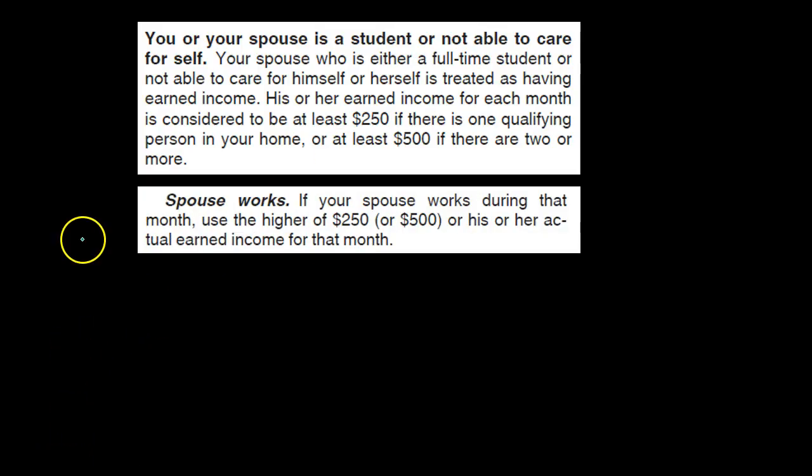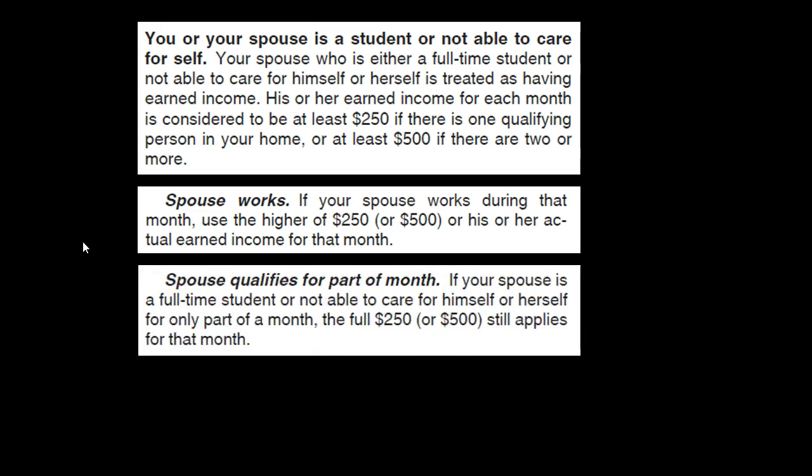Back to the text. Spouse works. If your spouse works during that month, use the higher of $250 or $500 or his or her actual earned income for that month. So if we have a situation with a full-time student and work was happening, the question is, which is higher? The amount that you would get as a full-time student, which is this $250 or $500, or the amount that was received during work? Pick the higher one.